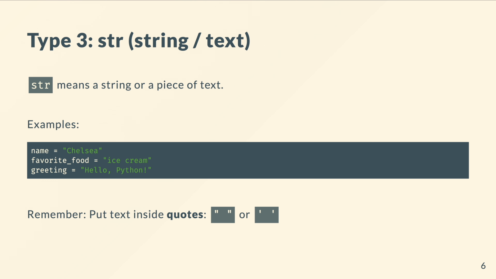Now type str, which means string. A string is text, words, names, or sentences. Name can be Chelsea. Favorite food can be ice cream. Greeting can be Hello Python. Very important rule. Text must be inside quotes. You can use double quotes or single quotes.